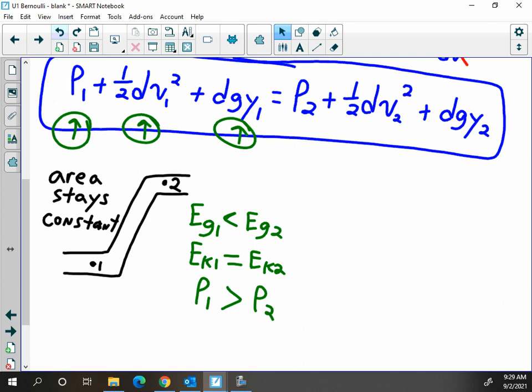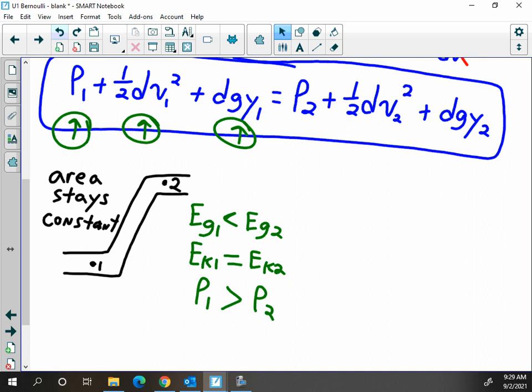No. I mean, just a tiny bit, but pretty negligible compared to the ground, right? I'm holding this part still. So EG you can kind of factor out of that scenario. So it's basically, if the velocity becomes greater, the EK becomes greater, what does that do to the pressure? Pressure on the bottom increases.